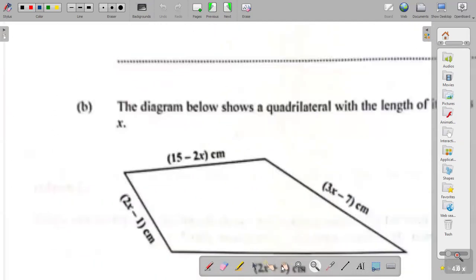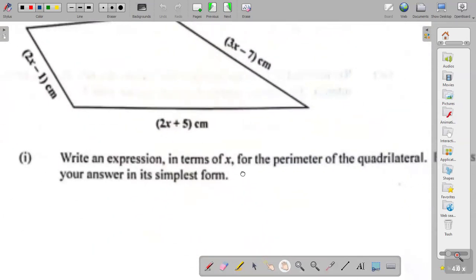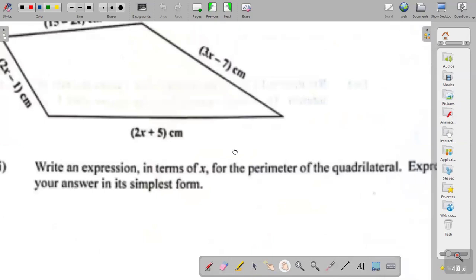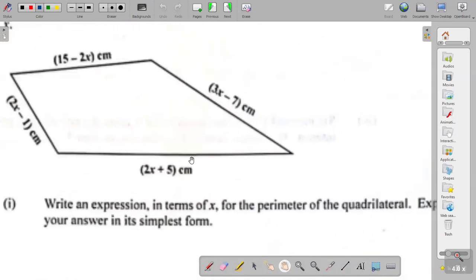Two, we got this shape here. It says the length and so on, the perimeter. And you know what perimeter means, right? When you add up all the sides. So we haven't done this before as well. Would you be able to do this now? Would you be able to add up all three sides?